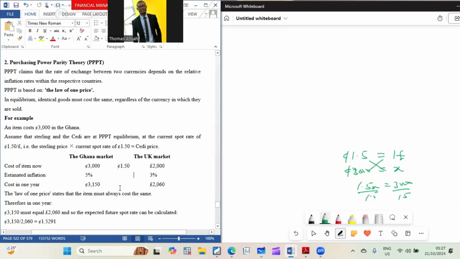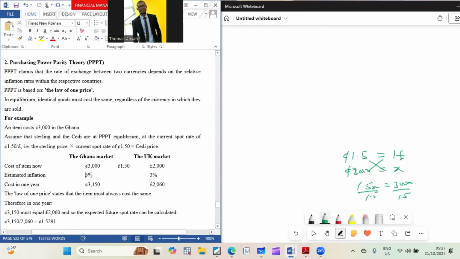Because you are doing this as if you are in the UK, and as you can see, the UK currency is stronger. All right, so that is that. But in exams, we can make the Ghana currency stronger, so don't keep to that assumption. Okay, so that is that.